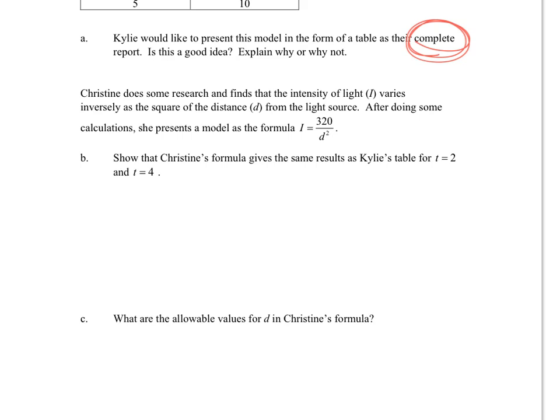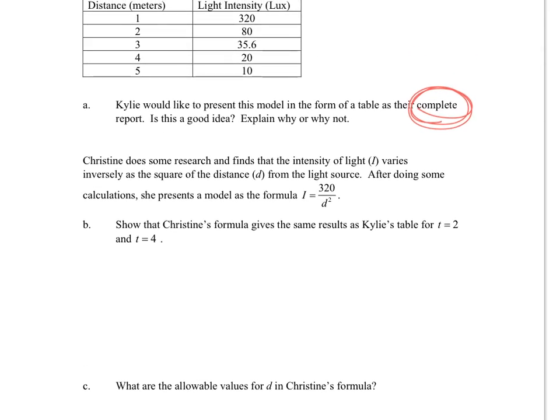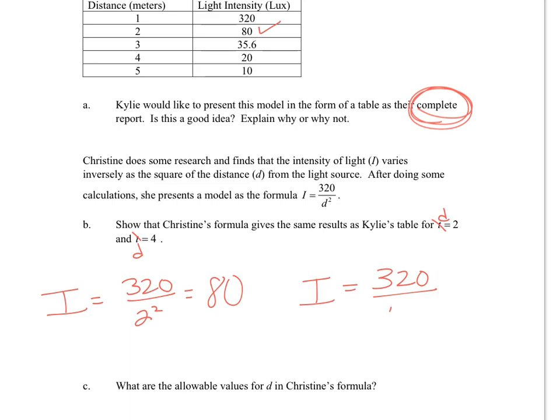Okay, so that 2 and 4 match. Except there's a typo. This should be D of 2 and D of 4. So when you plug in 2, we get 80. That worked. And when you plug in 4, you get 20. That works.